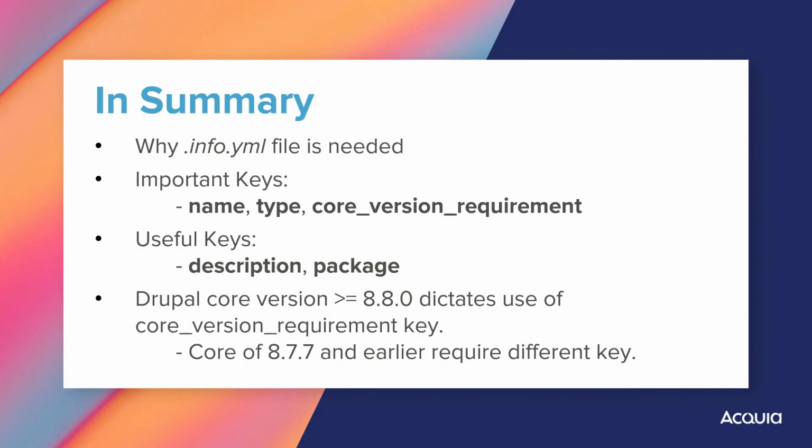Super work on completing the foundations for our own custom module. In this session, you learned about the purpose of info.yml files and which key value pairs are required in your module's info.yml file. The required keys are name, type, and core version requirement. We also entered the keys of description and package. Further, we became aware that depending on the Drupal core version we are developing for, there may be a different core version key if Drupal core is version 8.7.7 or earlier.